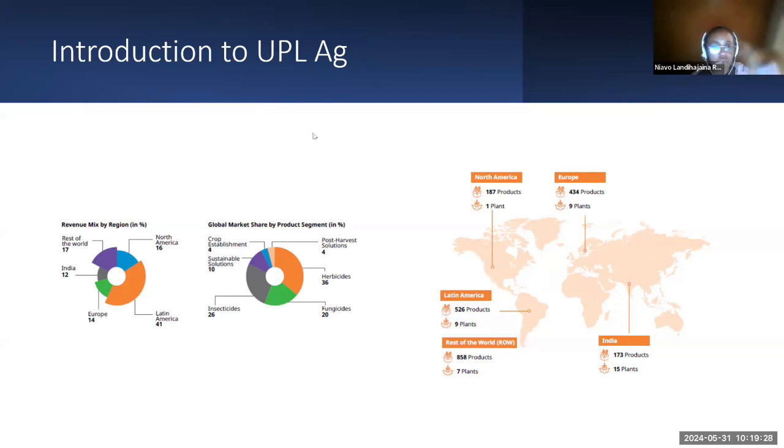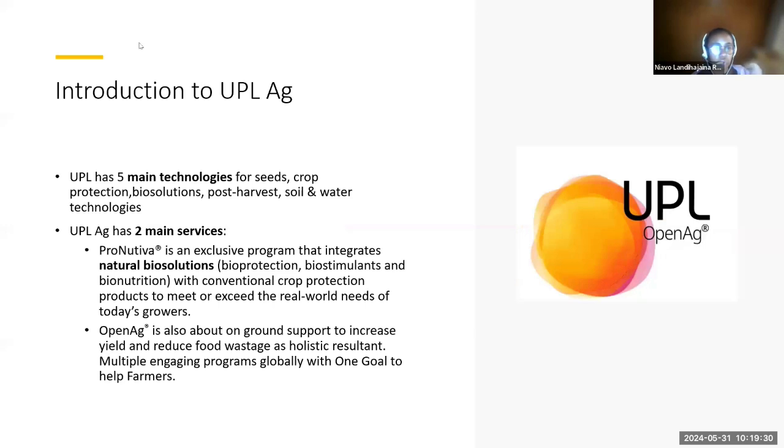You can move. So, as we have seen, UPL has five main technologies, mainly seeds, crop protection, biosolutions, post-harvest, and soil and water technologies. It also has two main services, for Nutriva, and also great ground support to increase yield and reduce food wastage as a holistic result. You can follow.